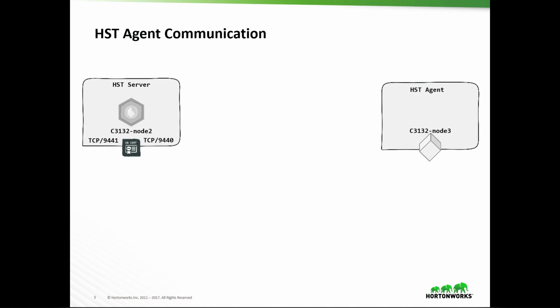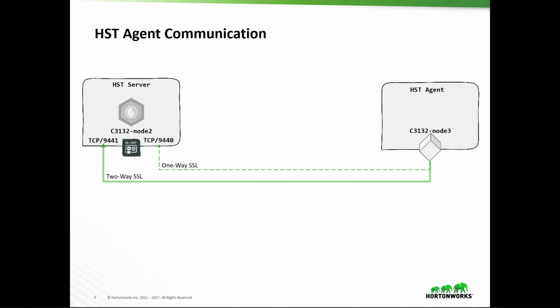When deploying SmartSense in an enterprise environment, by default, all the communications between the HST server and the HST agents are initiated by the agents, using TCP ports 9440 when the communication is one-way SSL, and 9441 when the communication is two-way SSL. All HST agents register themselves with the HST server using a two-way SSL setup with a self-signed certificate. When invoked to capture data, the HST agent uses the same port to securely transmit the captured data back to the HST server.